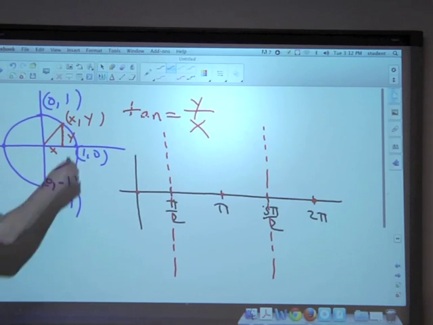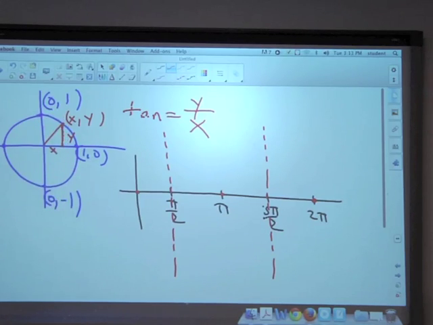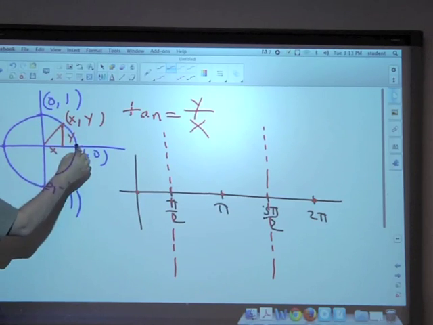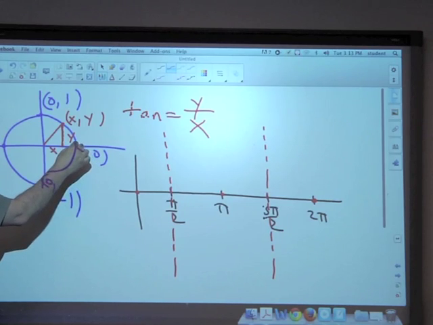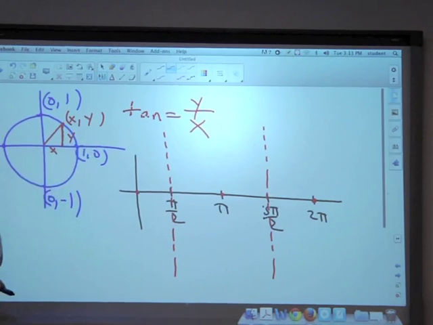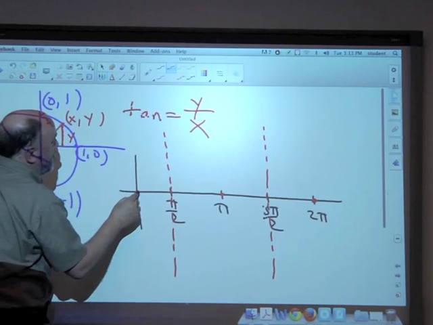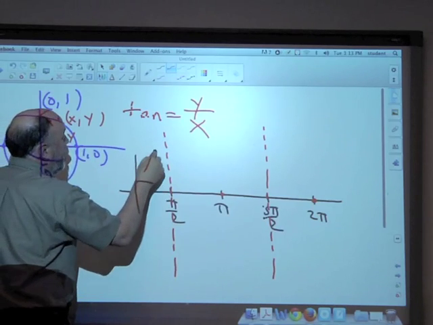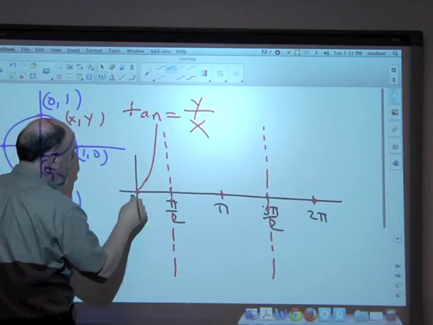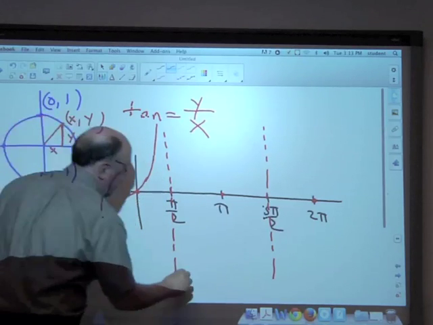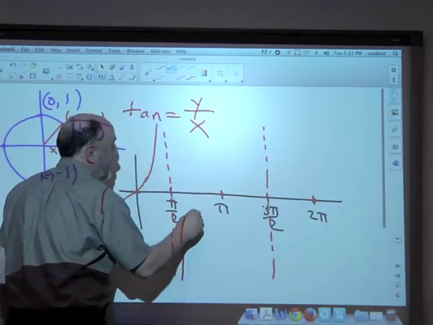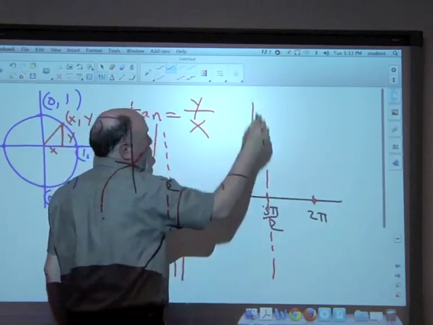Well, what happens when I start to go this way around my curve? Well, if I start to go this way, the y variable is small, but the x number is large, right? So a small number divided by a large number gives you a small number. Okay? And so in terms of my curve for my tangent function, you're going to get curves that look like this.